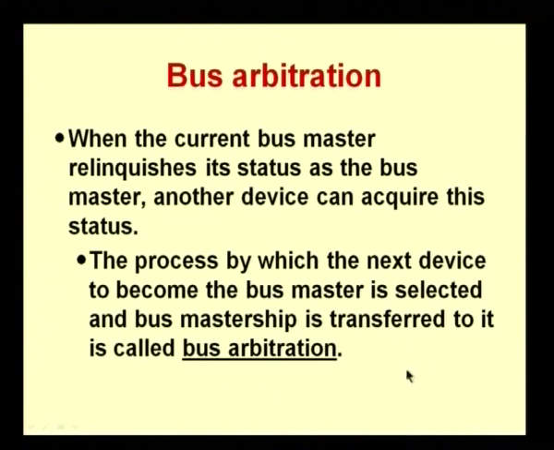For bus arbitration to work correctly, we need to know who is the current bus master, and when the current bus master relinquishes the bus, that is, it gives up the bus, which means it is no longer the bus master, another device can take up the status as the bus master and do the data transfer. So, this is what we mean by bus arbitration. What we basically need to remember is that somebody can become a bus master, and when that bus master relinquishes its status, another device can become the bus master and do the data transfer.